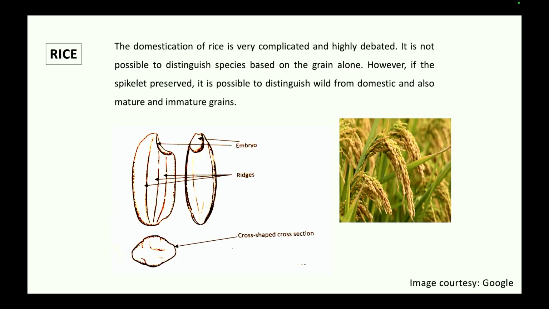Let's discuss this rice. The domestication of rice is very complicated and highly debated. It is not possible to distinguish species based on the grain alone. However, if the spikelet is preserved, it is possible to distinguish wild from domestic and also mature and immature grains. These pictures show how we can identify the particular bases of the rice.